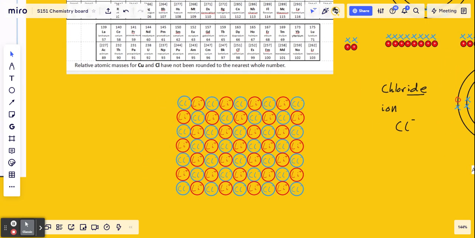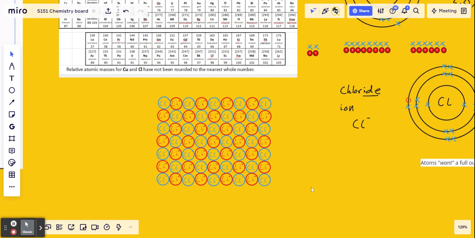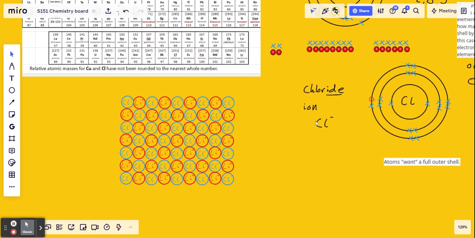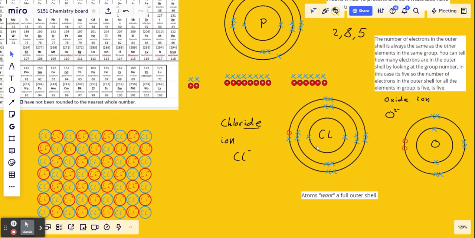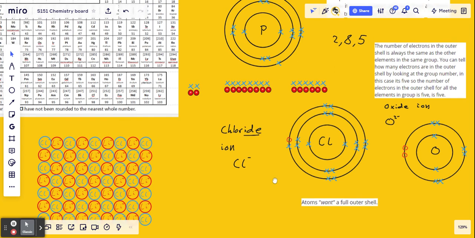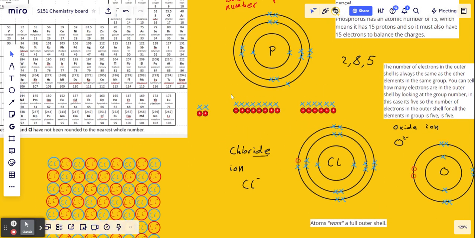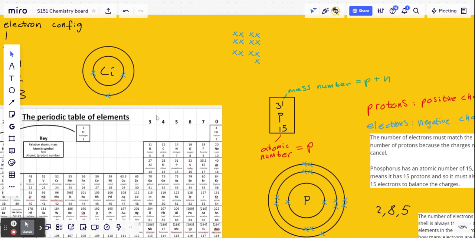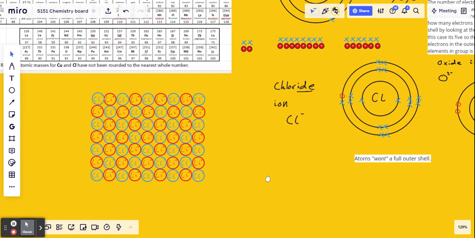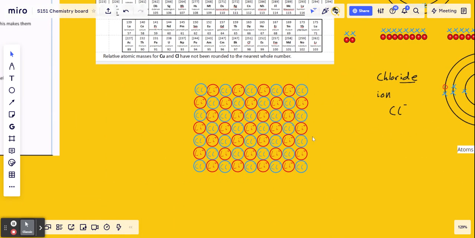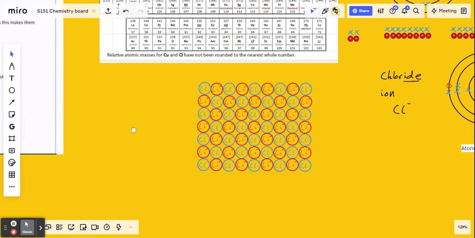What else did we notice about that? Well, it donated and it received electrons. This non-metal ion became an ion by receiving or accepting an electron from the metal atom, and the metal atom donated the electron. So in ionic bonding, they receive and donate electrons.